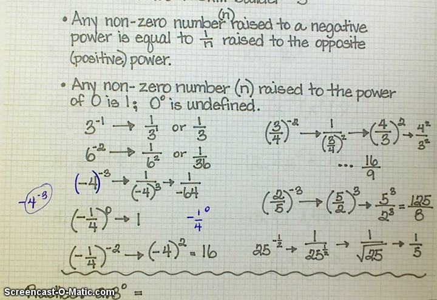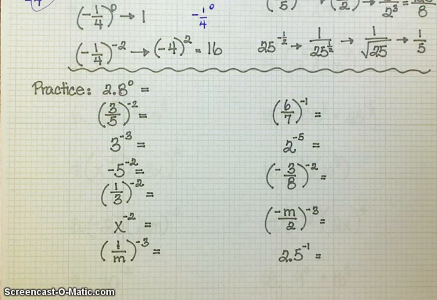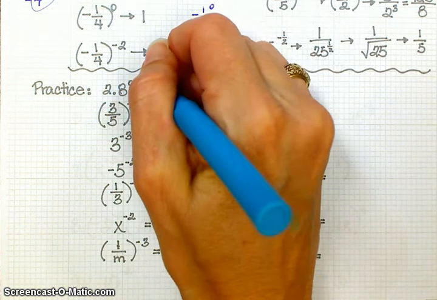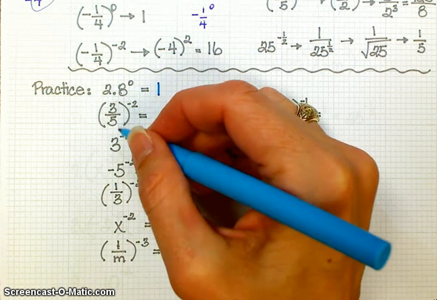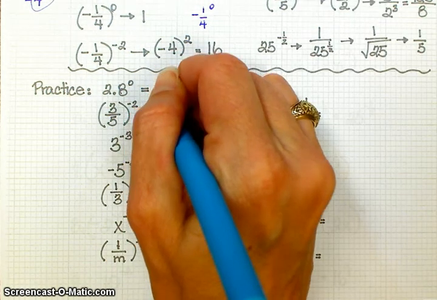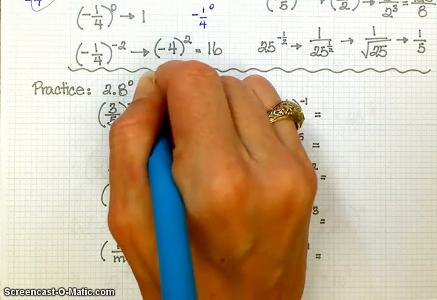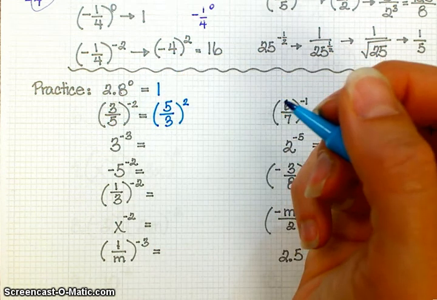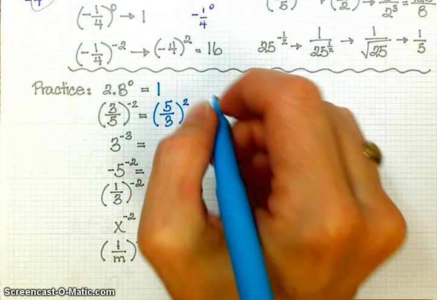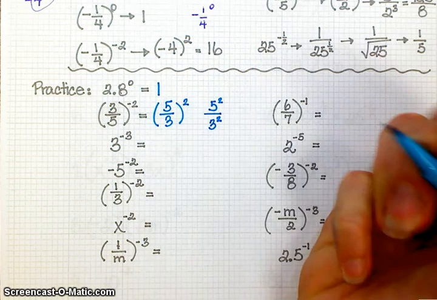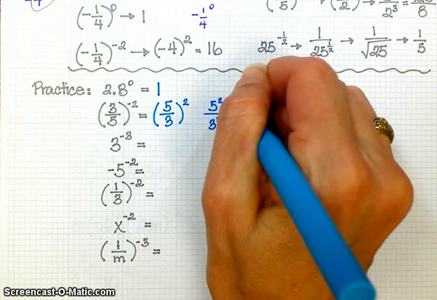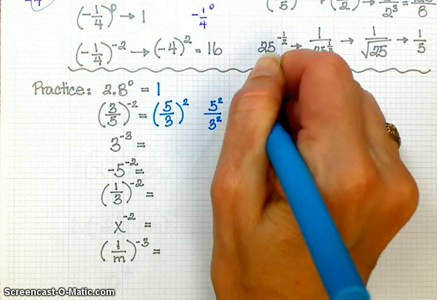There's a couple of examples, and we're going to do some down here as additional practice. Non-zero number raised to the 0 power is going to be 1. So 2.8 to the 0 power is just 1. Something raised to a negative power, flip it. Okay, so this becomes 5 over 3 raised to the second power. That exponent applies to both the numerator and denominator, so really you have 5 squared over 3 squared, which is 25 over 9.